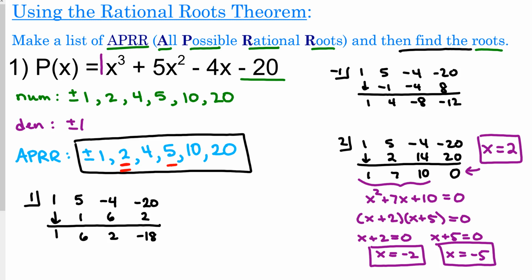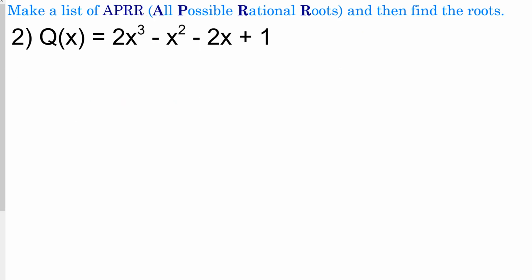So let's try this again. Here's number 2. Make the APRR list and find the roots. Okay, so let's find our possible numerators, which would be factors of the constant. So factors of 1, just plus or minus 1. Let's find the possible denominators. So these would be factors of the leading coefficient, which is 2, so plus or minus 1 and plus or minus 2. Oh, we got a lucky break this time. We have a short APRR list.